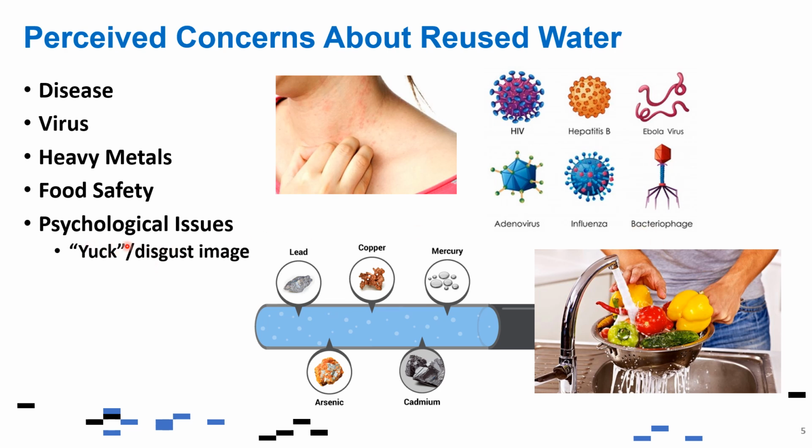And also the psychological issue about the yuck or disgust image is a very big issue for the use of reused water. All of these things will be discussed in our next video about identifying the different factors of community acceptance. And these are really some of the big factors to consider.